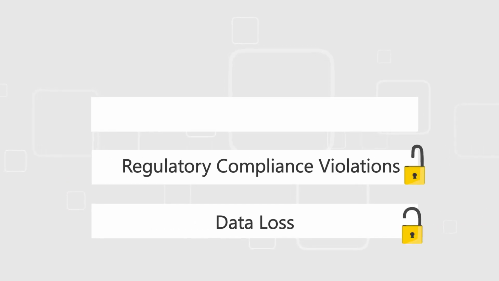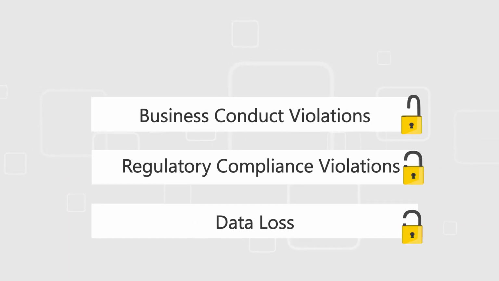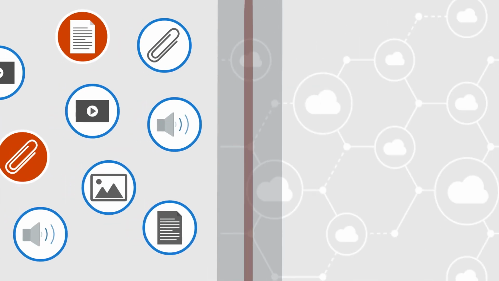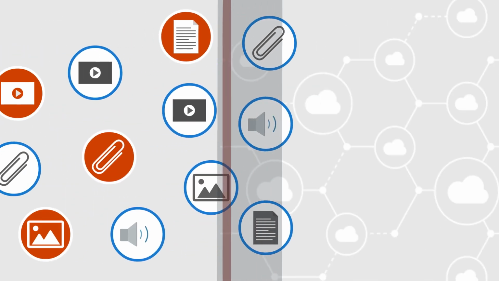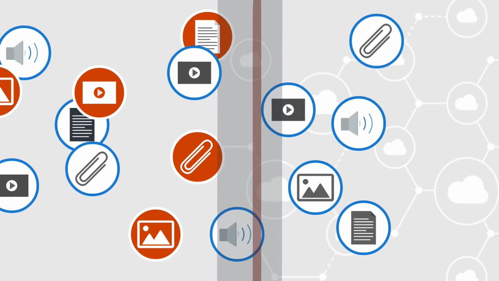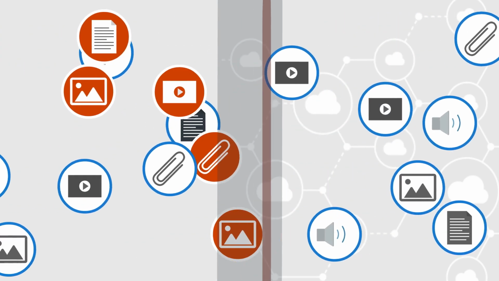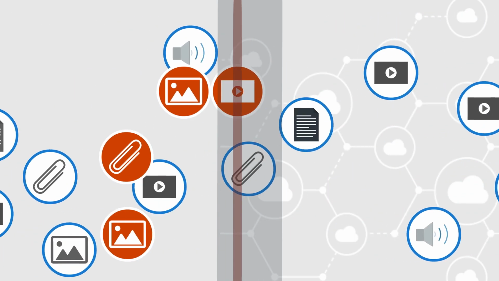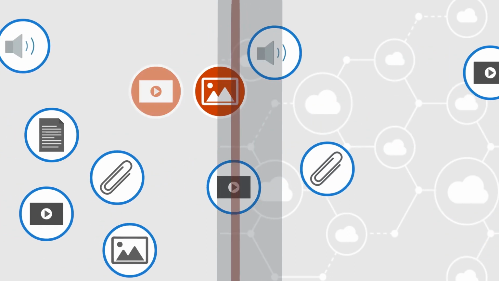And to protect against data loss, regulatory compliance violations, and business conduct violations, organizations need to be able to detect risks across various mediums: text, audio, video, images, attachments, and more. How can organizations detect and mitigate inappropriate sharing of information?